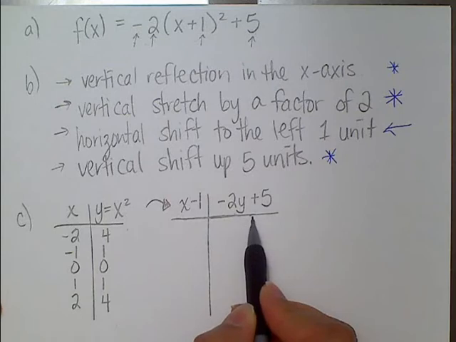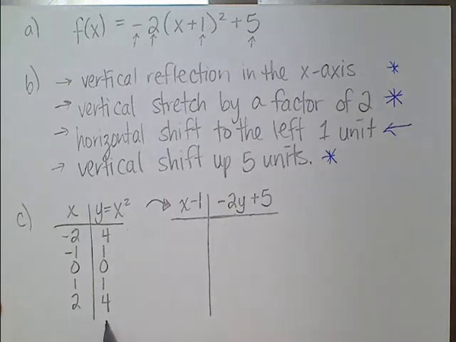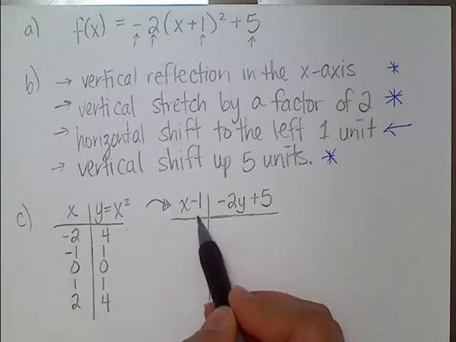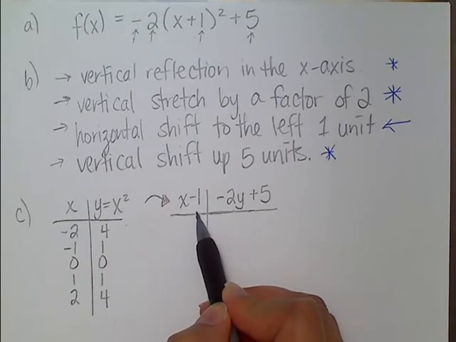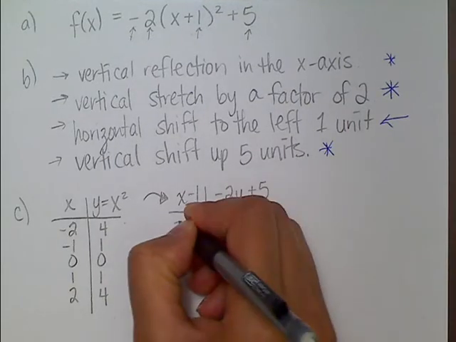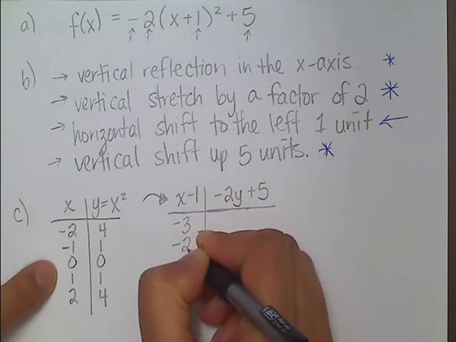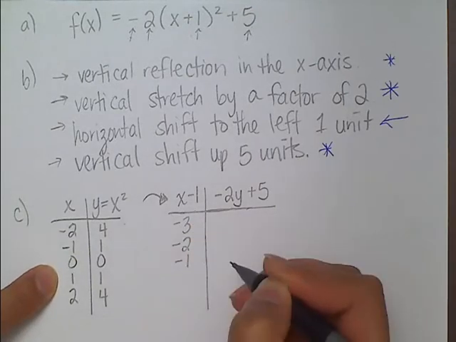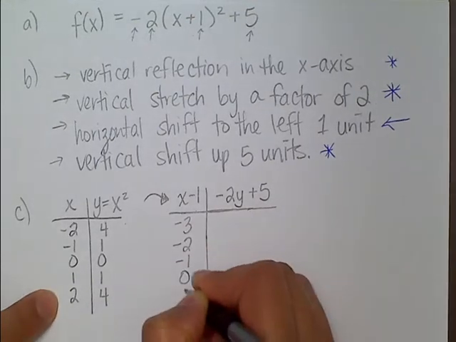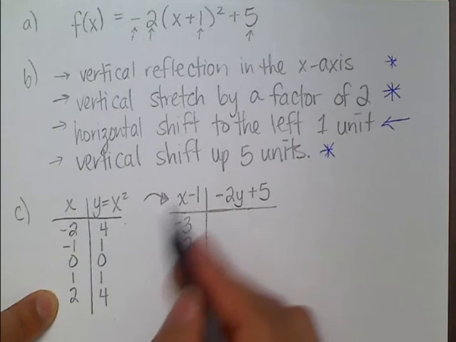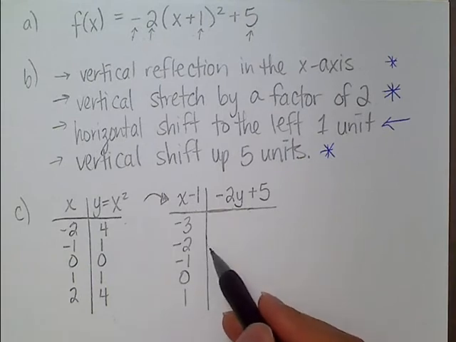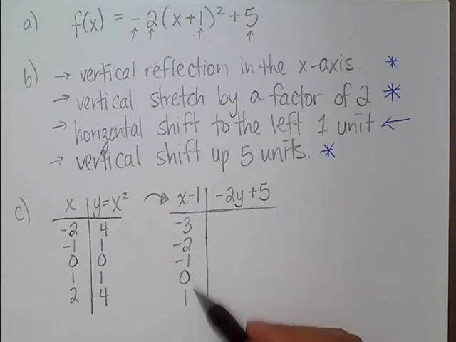Now that you have your mapping formulas for the x coordinate and the y coordinate, all you do is apply them to the x coordinates and the y coordinates of your original quadratic function. So I'm going to take all the x coordinates and apply this mapping formula to it. I'm going to subtract 1 from each of the x coordinates. So negative 2 minus 1 is negative 3. Negative 1 minus 1 is negative 2. 0 minus 1 is negative 1. 1 minus 1 is 0. 2 minus 1 is 1. Okay, these will be the points for the new x coordinates of the transformed function.